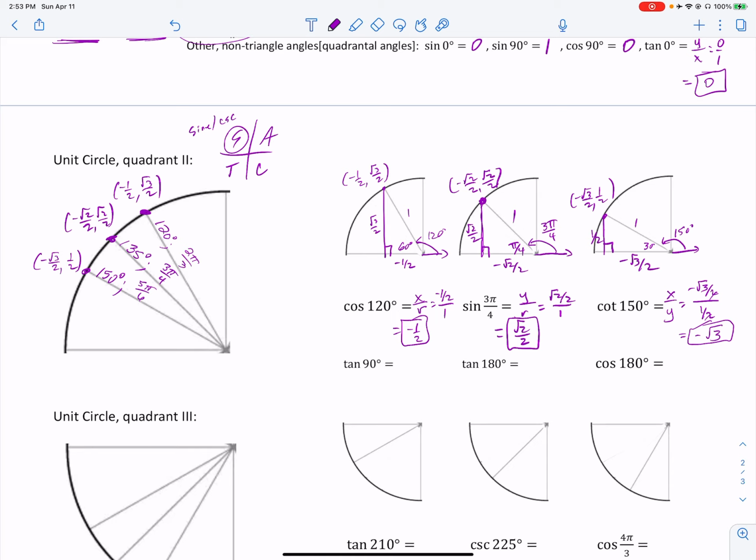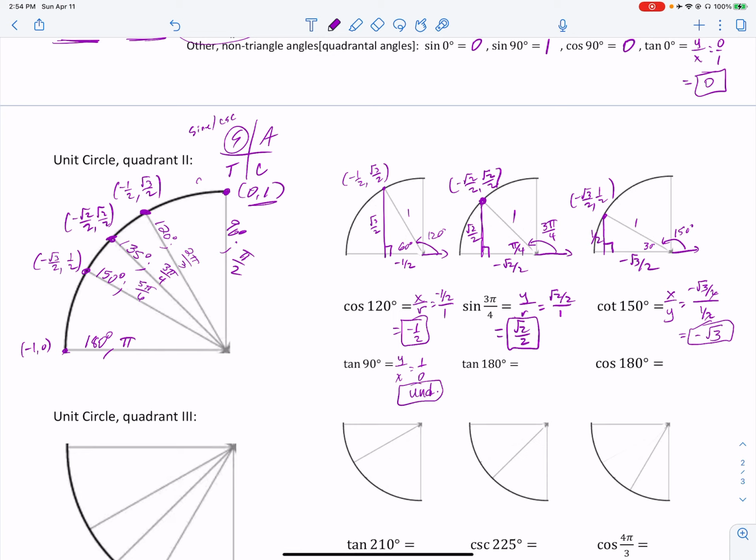Well, we also have to remember our quadrantals. We've already seen at 90 degrees, that's the same as pi halves, and that ordered pair is 0, 1. And at 180 degrees, that is going to be pi in radians. That ordered pair is negative 1, 0. So tangent of 90, look up at the 90 degrees, use the y over the x, is 1 over 0, and that is undefined.